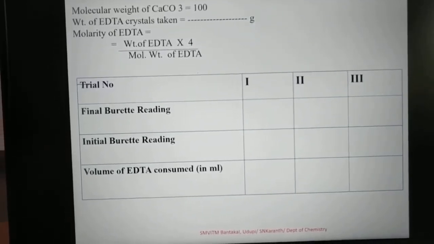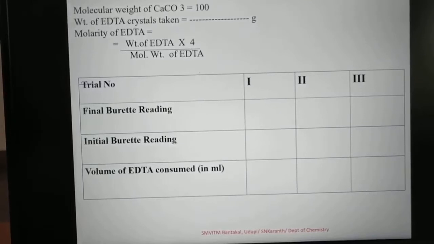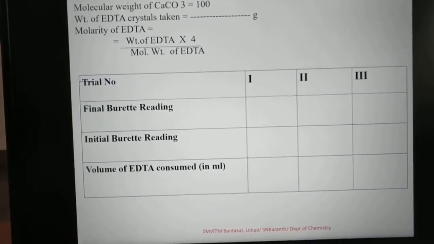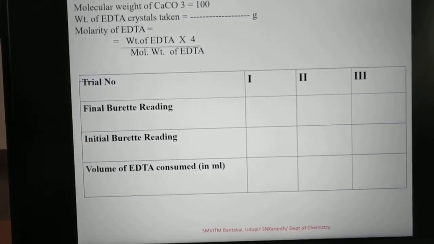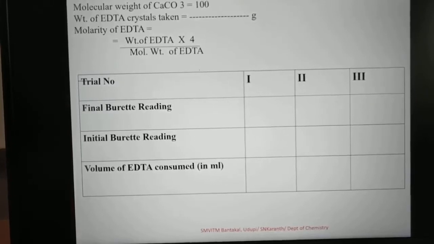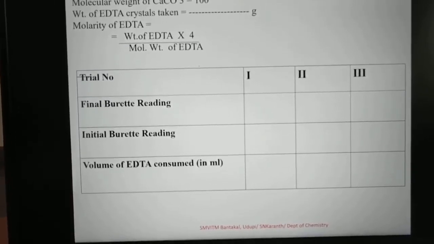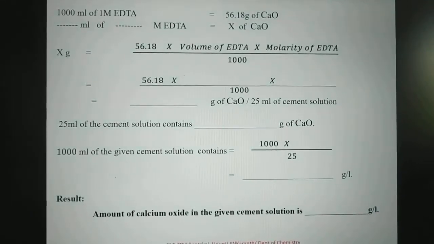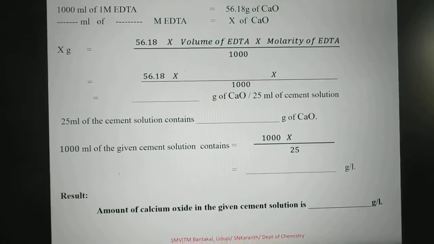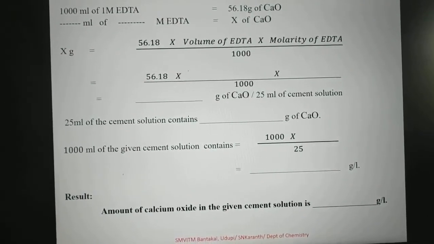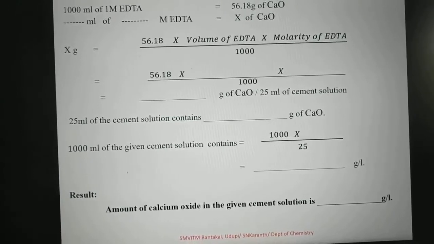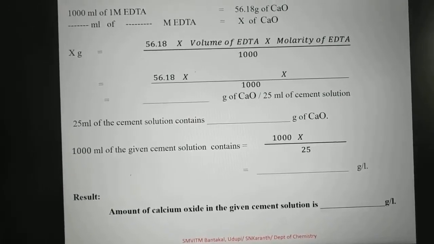Molarity of EDTA is determined by considering the weight of the EDTA crystal. So weight of EDTA crystal multiplied by 4 divided by molecular weight gives the molarity of EDTA, and we know the titer reading. With the help of titer reading, it is possible to get the amount of calcium oxide present in the given cement solution.